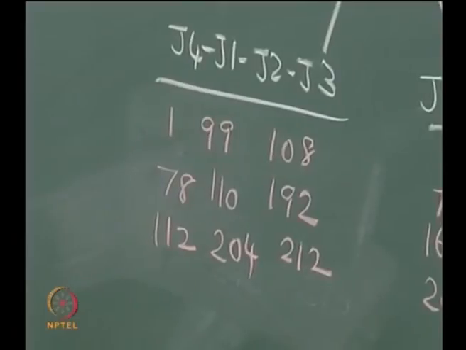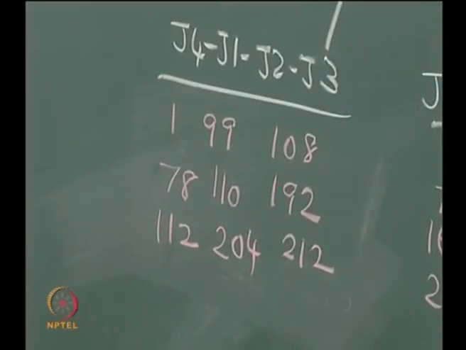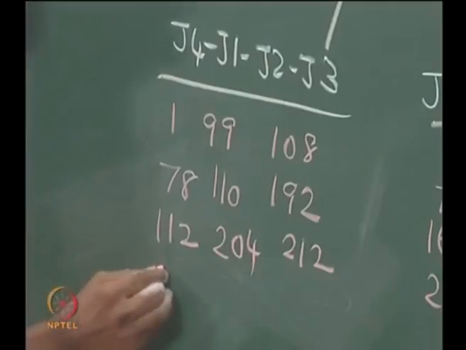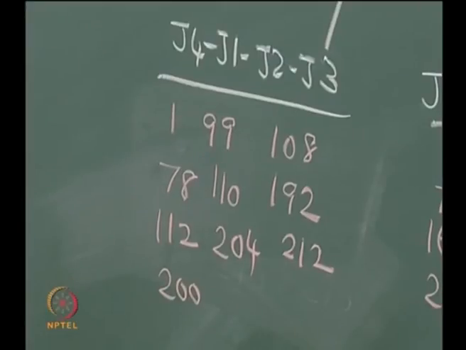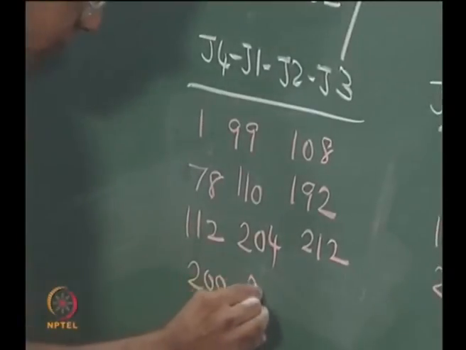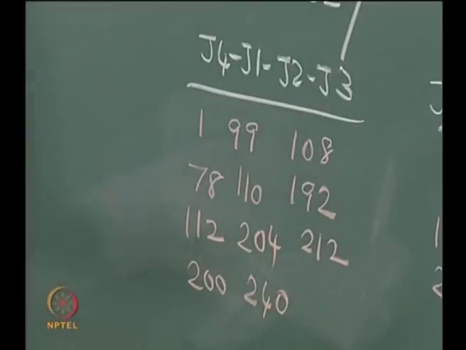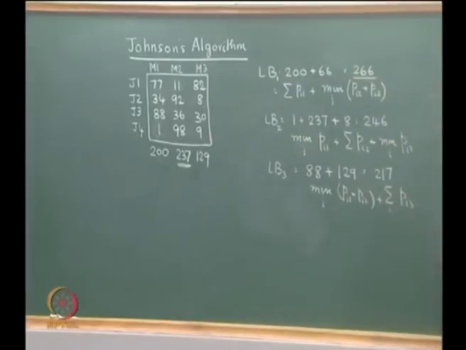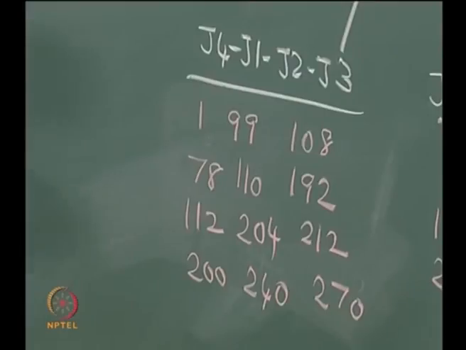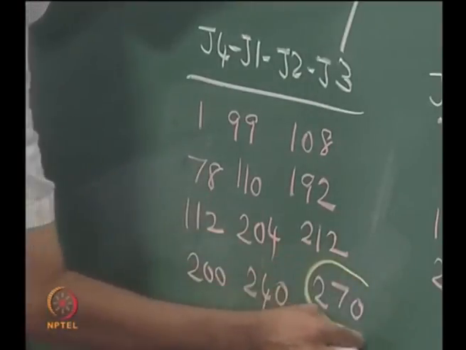Now J3 is the last job. J3 enters M1 at 112. 112 plus 88 is 200. It waits till 204 and then visits M2 at 204. It requires another 36 time units. 204 plus 36 is 240. M3 is available at 240, so it visits M3, takes another 30 units and comes out at 270. So now the make span associated with this sequence is 270.